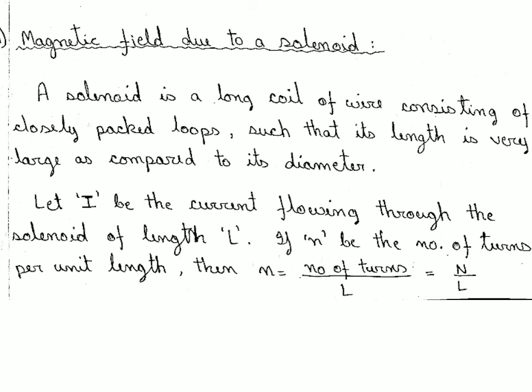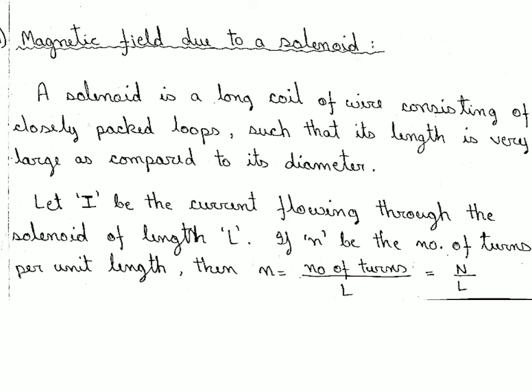Another application of Ampere's Circuital Law is to find the magnetic field due to a solenoid and a toroid. Okay, a straight solenoid and a toroidal solenoid. But according to the revised syllabus, the derivation is not required. So here I'll just tell you what is a solenoid and what is the magnetic field of the solenoid.